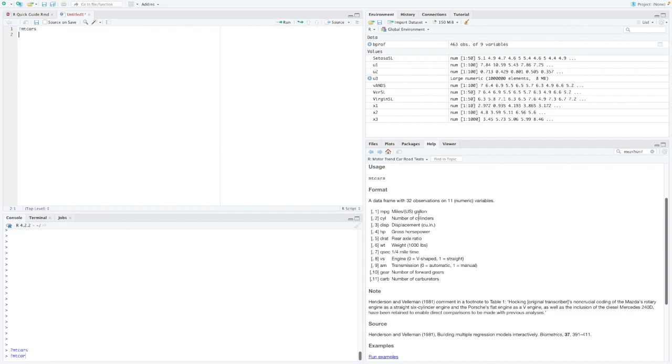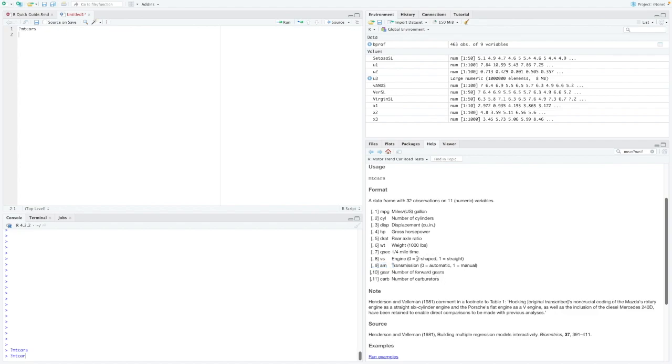It has 11 different pieces of data that are collected: miles per gallon, number of cylinders, displacement, total horsepower, rear axle ratio, weight, and how long it takes to go a quarter of a mile as fast as possible, I think. This is some categorical data. We're going to look at this later when we do chi-squared testing, but this is engine shape and whether it's an automatic or manual transmission.